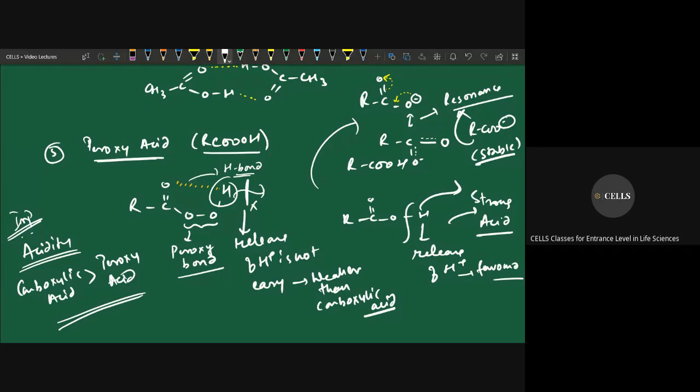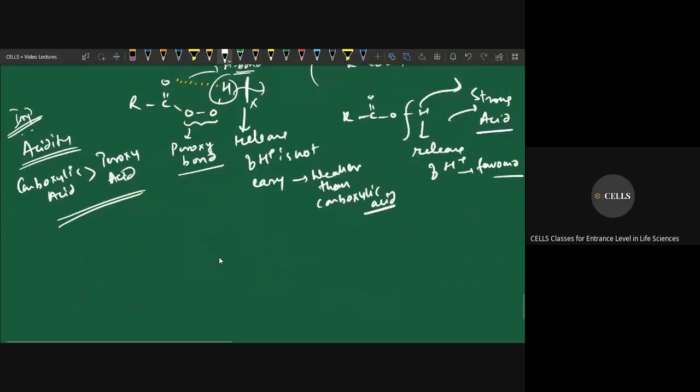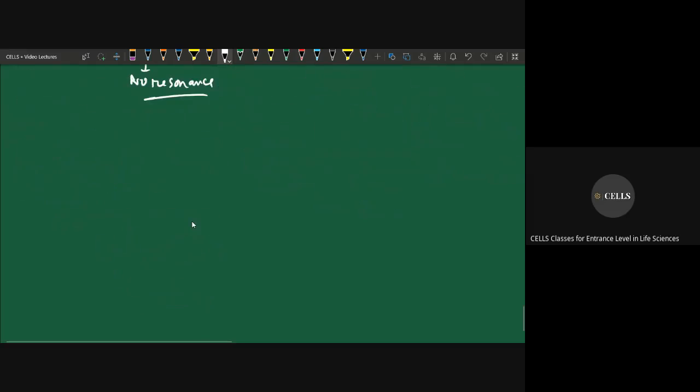But if you see over here that in the peroxy acid COO, if you release this O minus, you don't have a conjugate double bond. So there is no resonance. That's why also carboxylic acid is a stronger acid than a peroxy acid. Right. Next, I think it was 5, then 6.